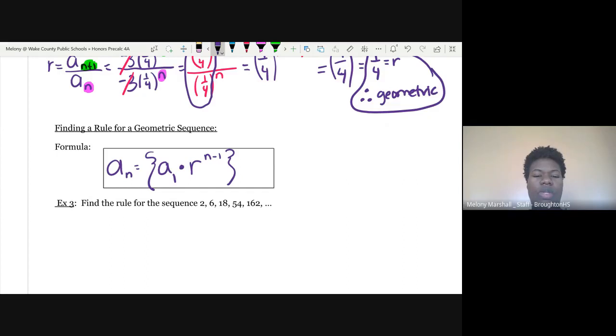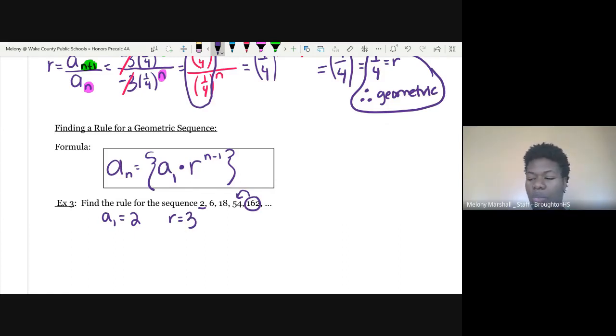This is the rule that we're going to use to create a rule when we're doing geometric sequences. So let's figure out what a sub 1 is first. A sub 1 is the first number in the sequence, and that is 2. And now we have to figure out what R is. We did this already, but remember, you can always take a number divided by the previous number. So you could choose 162 divided by 54, or think of it as, what times 2 is 6. Both should give you the same number, which is 3.